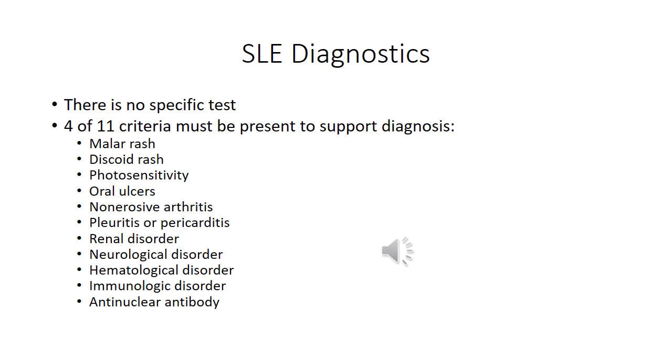A CBC is often drawn as patients may experience leukopenia, thrombocytopenia, and anemia. A BUN and creatinine is drawn to detect kidney disease. A CRP and ESR can identify inflammation, and coag studies to detect thromboembolism.